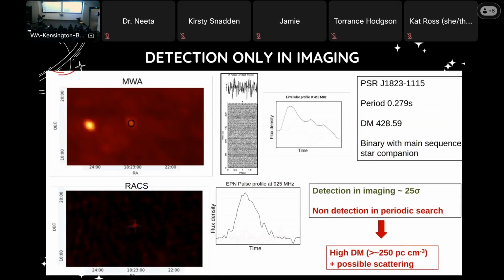In the top panel, you can see the MWA detection. That is the one that comes out of our work. And below we have the same source position in RACS, which is the ASKAP survey at higher frequencies. And what we can see is that the profile that we get out of MWA just looks like RFI, so there's no detection. That's because the integrated profile gets really scattered at lower frequencies, and therefore it's very hard for us to detect it. So that's a binary with a main sequence star companion. And this detection was mainly missed by periodic searches because of the high DM that it has and its highly scattered profile.